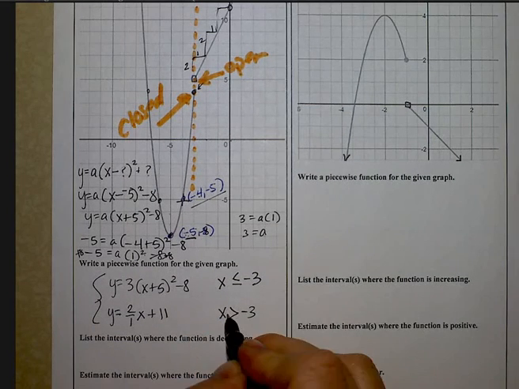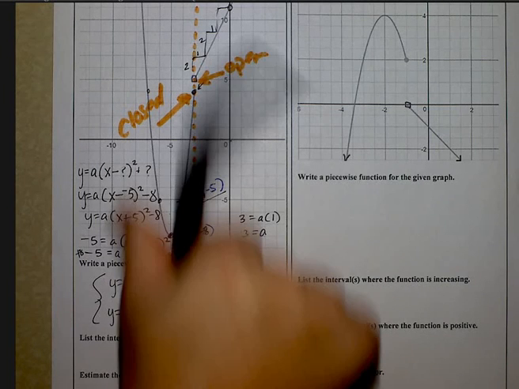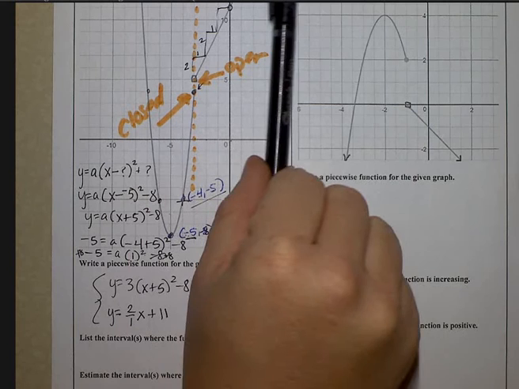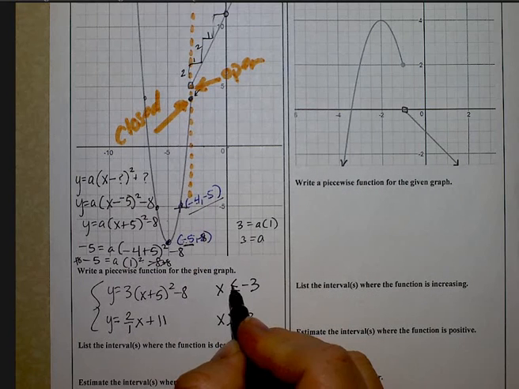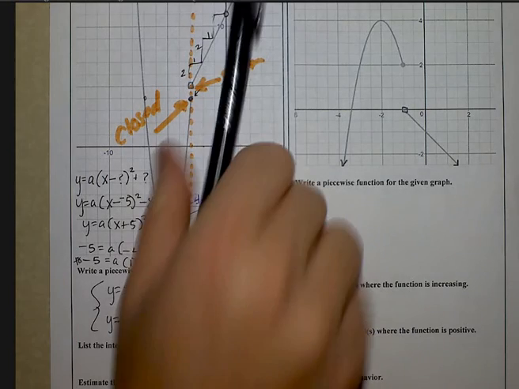Notice, think of this as an arrow. An arrow for this part is going to go to the right, and that's correct, with the linear line to the right of -3. And think of this as an arrow. And the arrow says to the left of -3 will be the parabola.